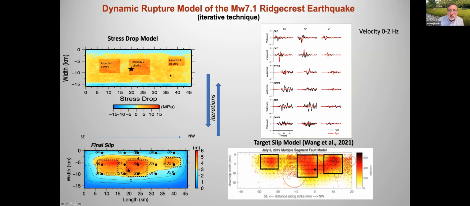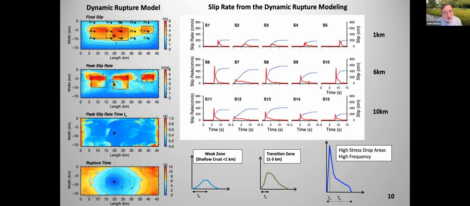So for the case of the Ridgecrest earthquake, we use an iteration technique, which starts with a given stress drop model with a concentration of stress in some areas that coincide with the target slip. And then we do a few iterations so that we can produce not only the distribution of slip, but the amount of slip, and fit the data. From there, we get a much nicer picture about the kinematic characteristics of this earthquake, which in general is the slip distribution, the peak slip rate, the rupture time, but also the slip rate function.